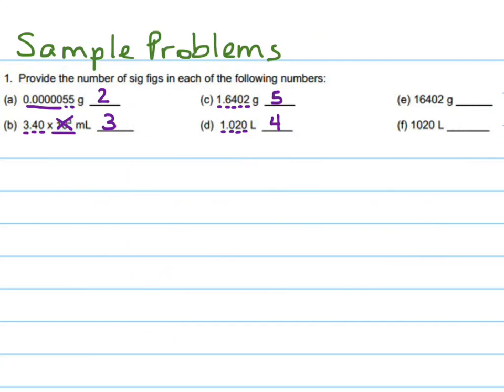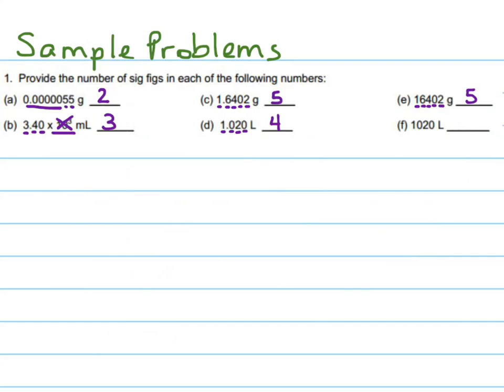In example E, 16,402 grams. I know the 1 is non-zero, the 6 is non-zero, the 4 is non-zero. This 0 is between the 4 and the 2, which means it is significant, and the 2 is significant because it's a non-zero digit, so we have 5 significant figures.